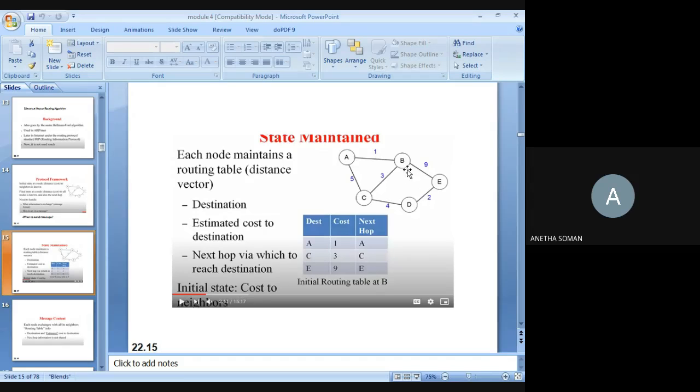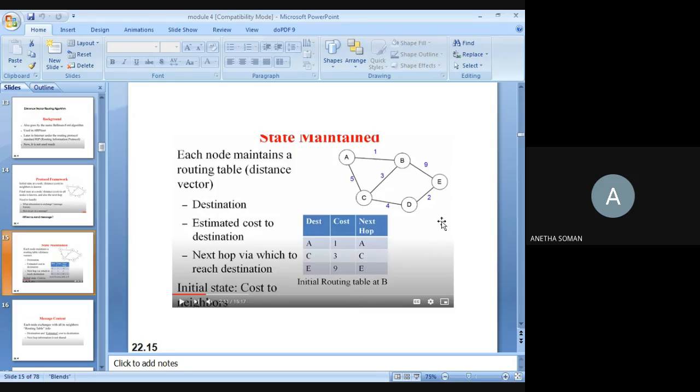Okay, now considering C, the destination is C. Now, what is the cost from B to C? You are having 3 as the cost, and the next hop is C itself because it is a direct link. Now, the other node that is having a direct link to B is E. What is the cost of that link? It will be equal to 9. Since it is directly connected, the next hop also remains the same. So this is how you have to create your initial routing table.